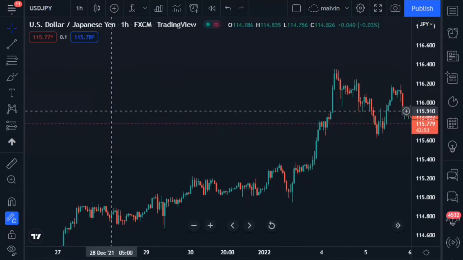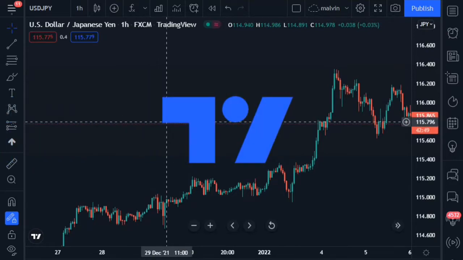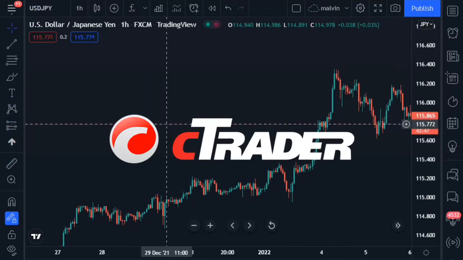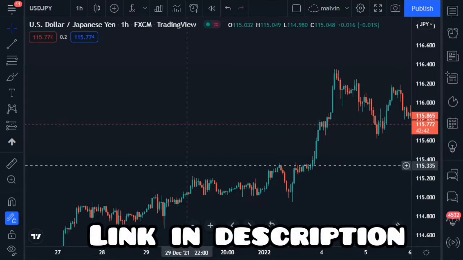The Heikin Ashi candlestick is only available on TradingView. You can't get it on MetaTrader 4, and you can't get it on cTrader. So if you've not yet signed up to TradingView, check the description of this video. You can create an account and everything.